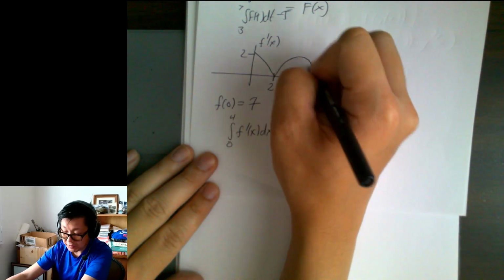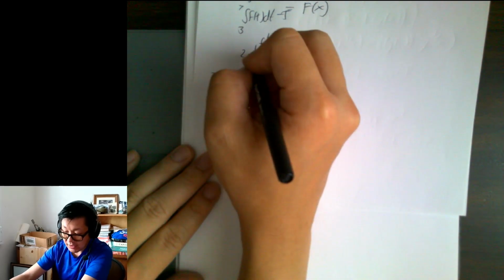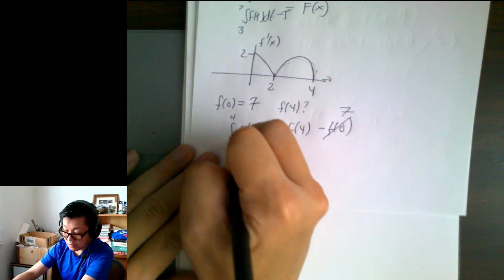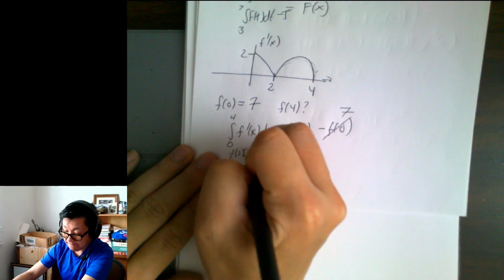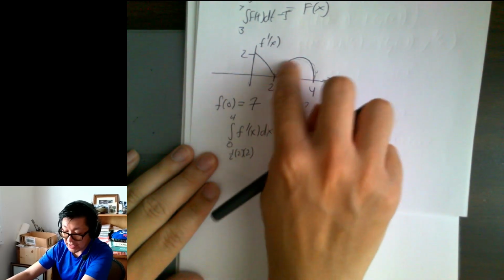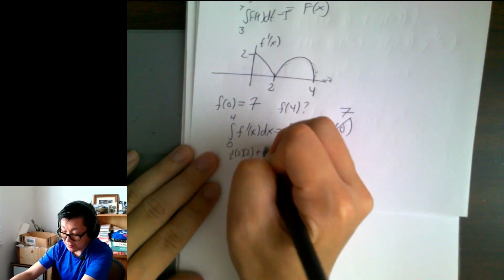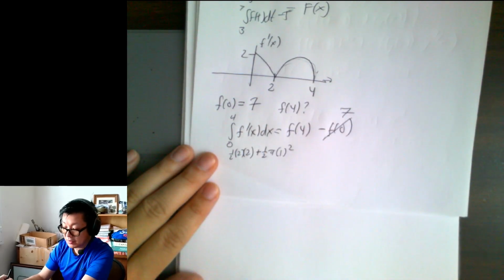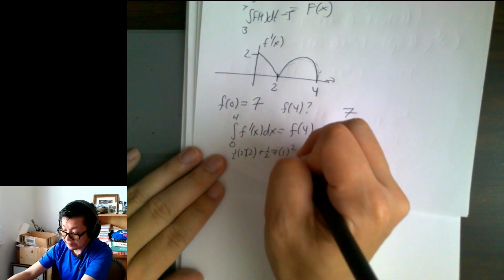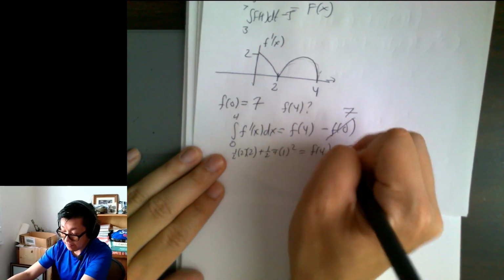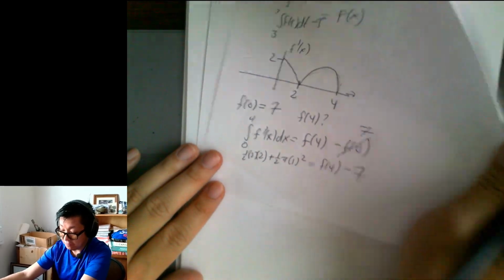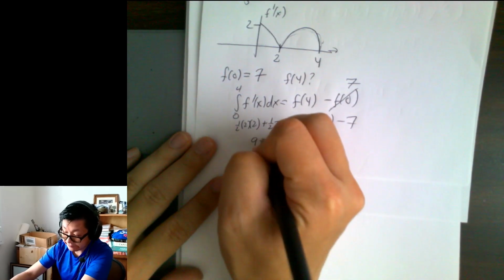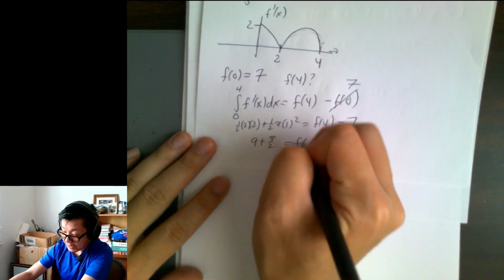We would be told this is a semicircle, and so the integral from 0 to 4 would be this area: 1/2 base times height for this triangle portion, and then the area of a semicircle of radius 1, from 2 to 4. We then solve for f of 4. So that's going to be a 2. 2 plus 7 is 9. And so that will be f of 4.